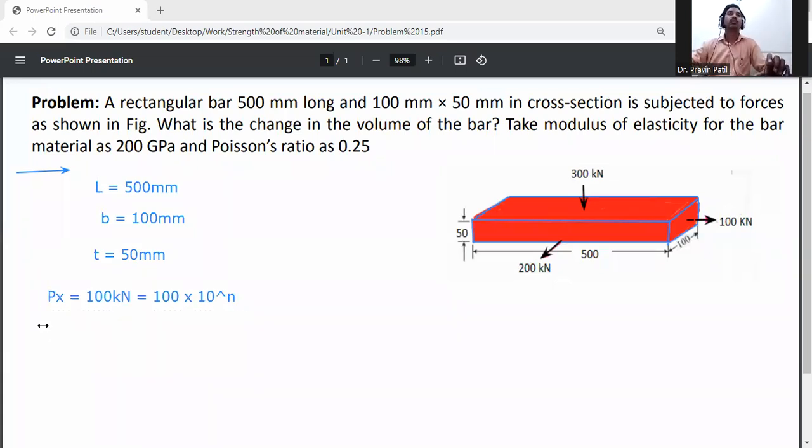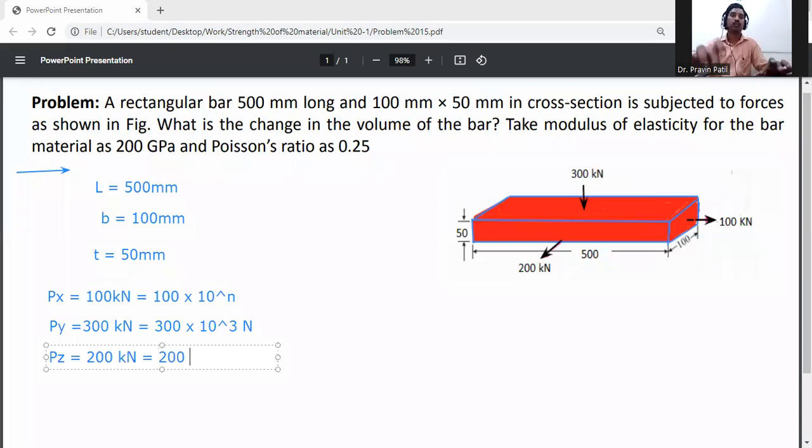Next, the force in y direction, Py, is a compression load of 300 kilonewton. Convert it to newton: 300 into 10 raised to the power 3 newton. The third one is Pz, which is 200 kilonewton. Converting, it is also 200 into 10 raised to the power 3 newton.